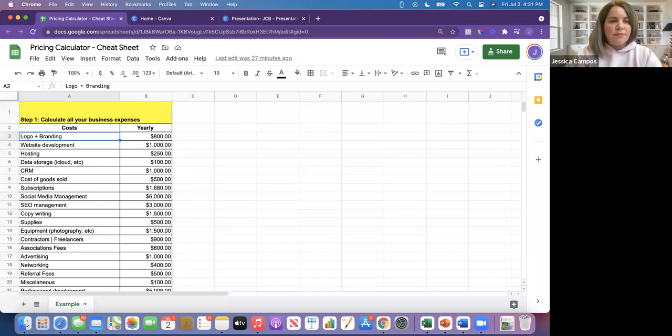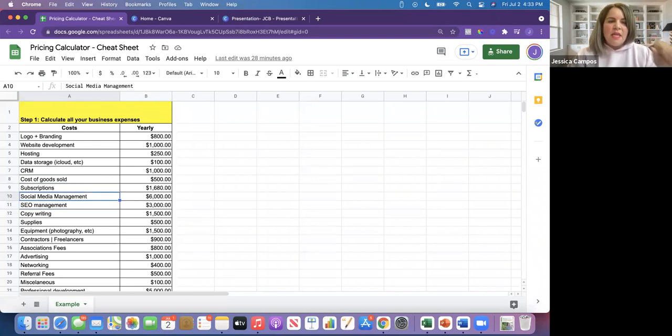So logo and branding, that's one. Website development, that's one. You might ask, what if I didn't spend that money now, and maybe I spent it last year? It's okay. I just want you to have an idea of how much you have invested in your business, so that when people buy from you, they are actually paying you back for all of the investments you have made. So: logo and branding, website development, hosting, any data storage, your CRM system, cost of goods sold, props and things like that, and subscriptions. There are a lot of them, right?